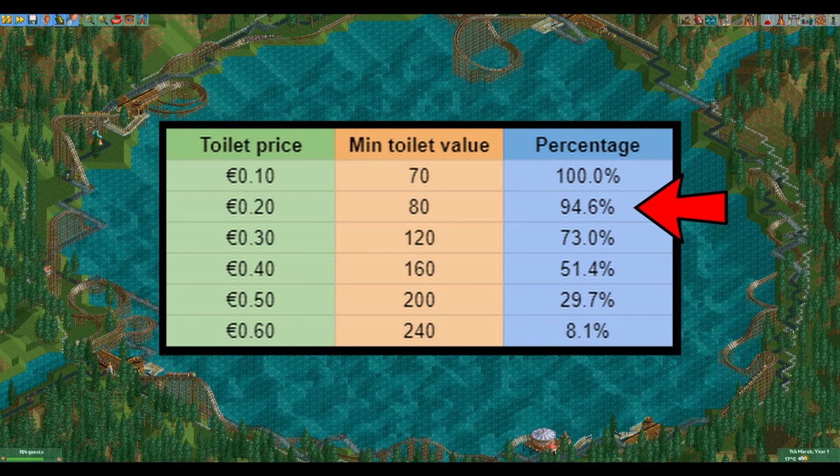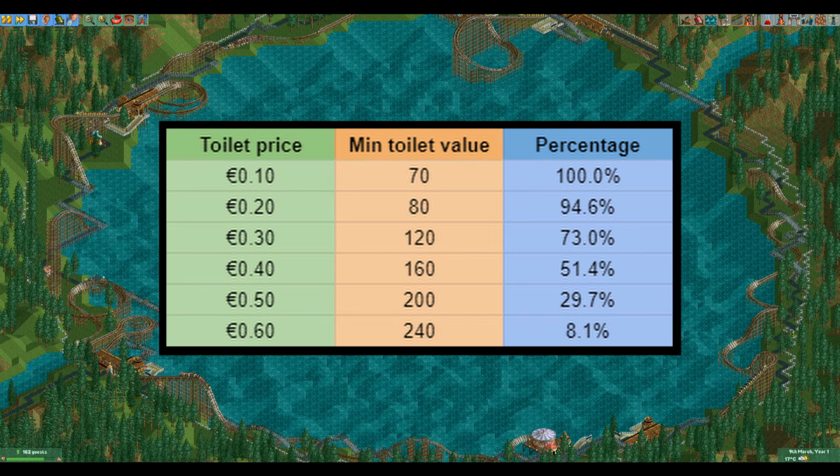20 cents is not far behind at 94.6%, as only the guests with a toilet value between 70 and 80 will not want to pay it. This number continues to go down the more expensive you make your bathrooms, all the way down to only 8.1% if you charge 60 cents, as only the guests with a toilet value between 240 and the maximum of 255 will want to pay that price.